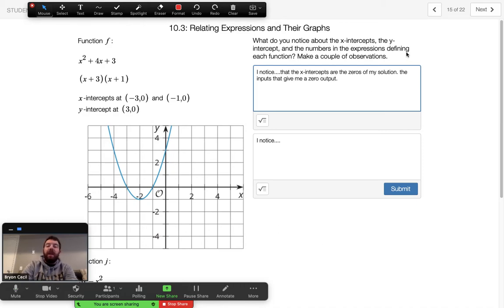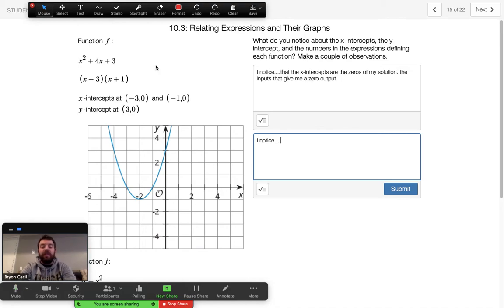Okay. Now, guys, what about the y-intercept? I'm going to tell you, hey, I notice the y-intercept is my constant term in standard form. It is my, for lack of better terms, my c, because we know that goes a, b, c. It's my c term, okay? It's my constant.